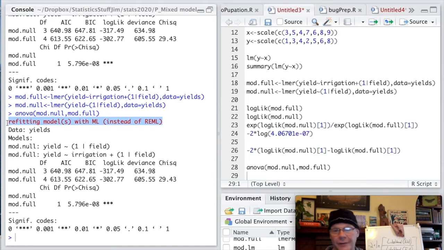But now R does it automatically for you, and it just lets you know that it's refitting those 2 models. And so that is one very valid way that you could do hypothesis testing on this mixed model. So we would walk away from this and say irrigation appears to be important. Chi-squared is 29.43, degrees of freedom is 1, p is less than 0.05, or however, we could say 0.057, whatever. I guess it'd be a lot of zeros then a 5.7. Okay, so that is the likelihood ratio approach.